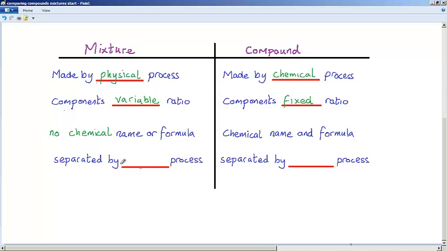We can separate the components of a mixture by a physical process. In this case, all we had to do was leave the jar of salt water in a sunlit window and allow the water to evaporate, or use distillation if we want to get hold of the water rather than the salt. Whereas in the case of a compound, we had to employ a chemical process again to separate the copper from the copper 2 oxide. In this particular case, we used a method called reduction, and this involved mixing carbon powder with the copper 2 oxide and heating the mixture.